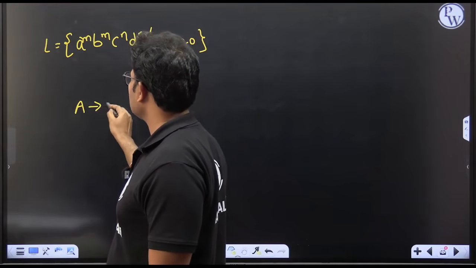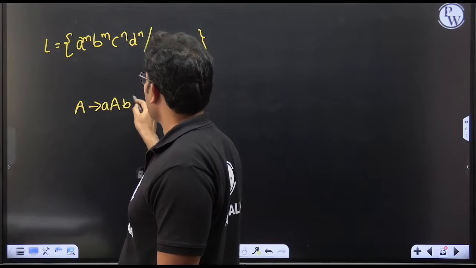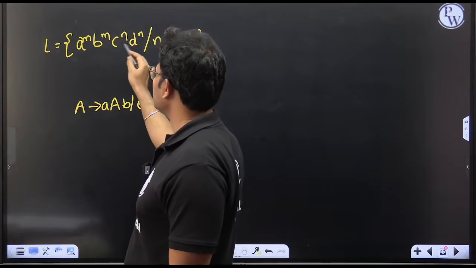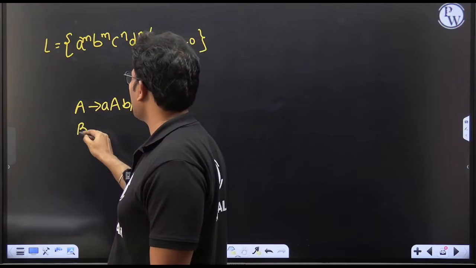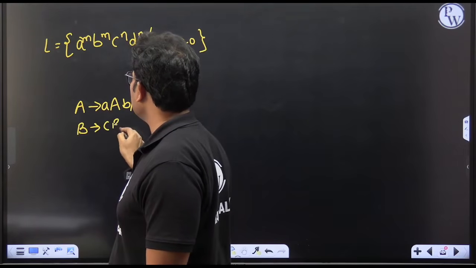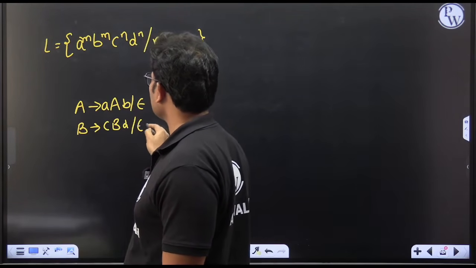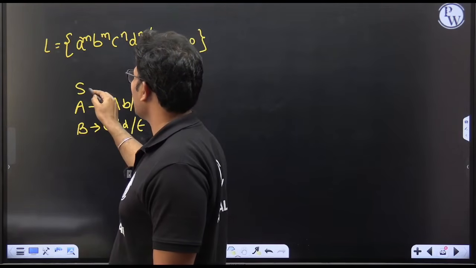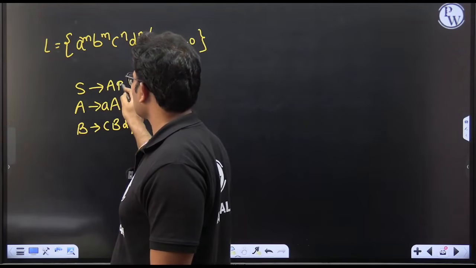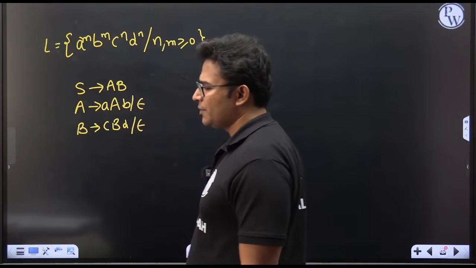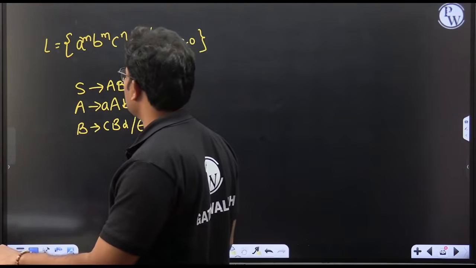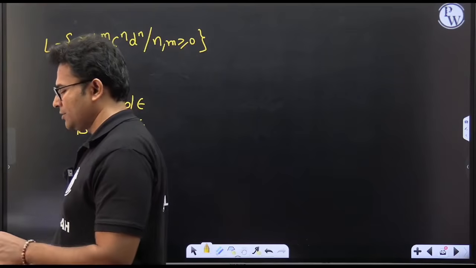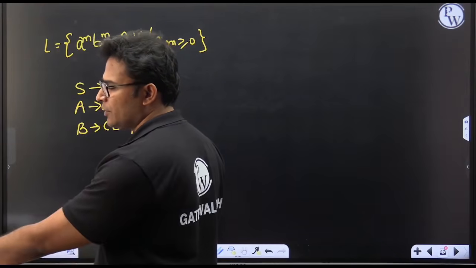A derives aAb or epsilon. Then you generate c power n, d power n. B derives cBd or epsilon. Then you put both of them side by side. S derives AB. Simple, right?